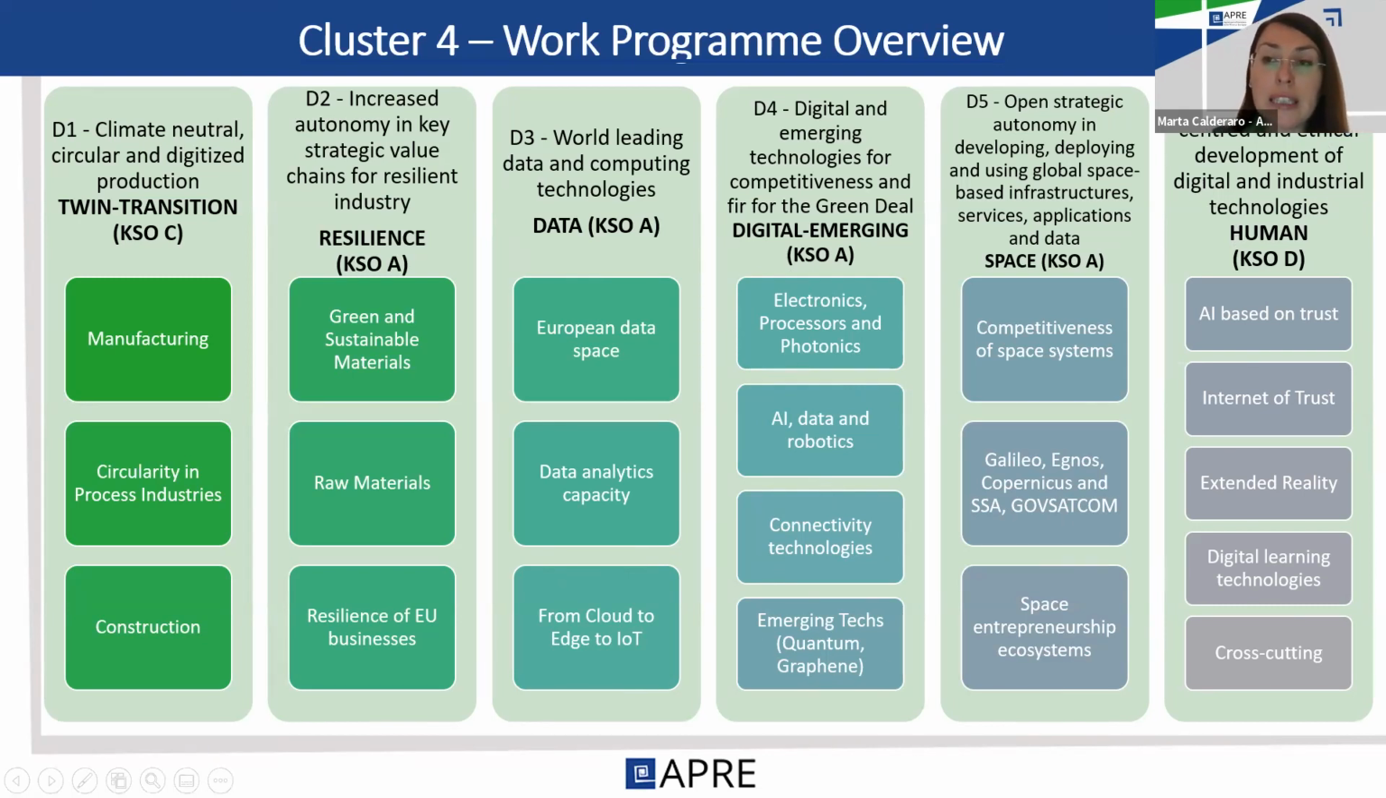And of course, within destination 6, a human-centered and ethical development of digital and industrial technologies, there is a major connection with the Next Generation Internet Initiative, in particular within Internet of Trust, within AI based on trust, extended realities, and the support to digital learning technologies.